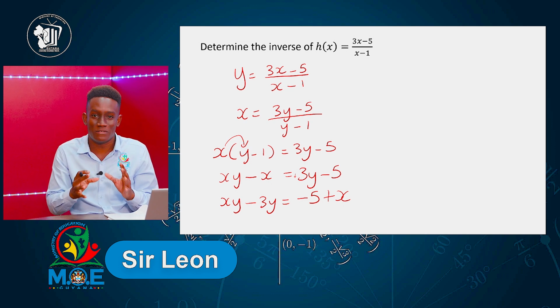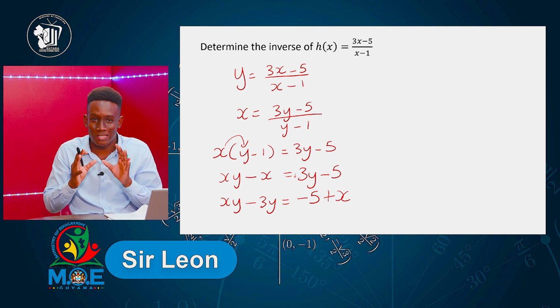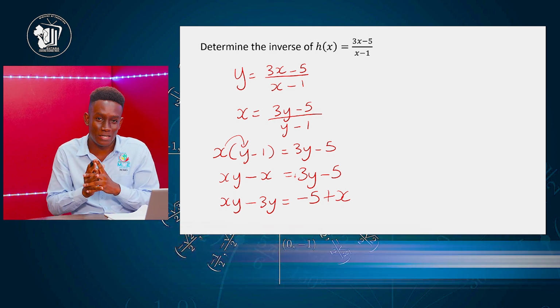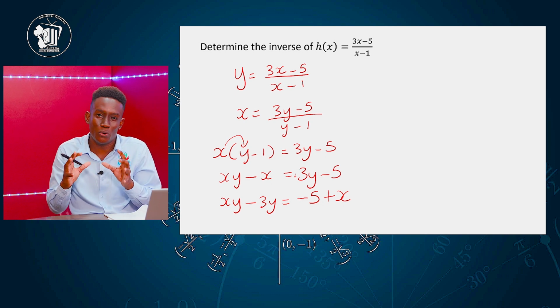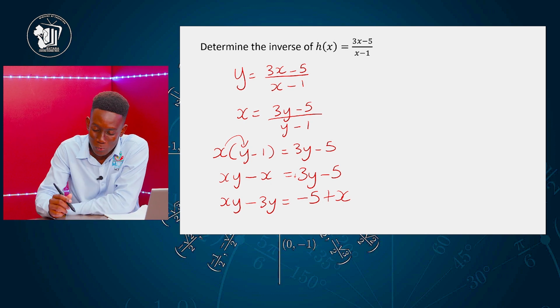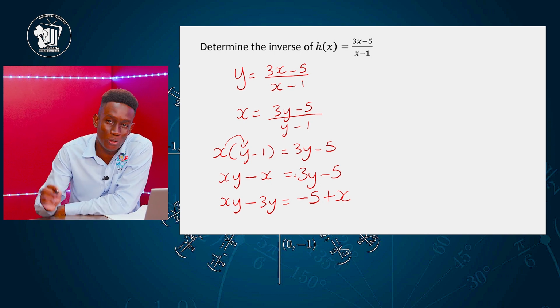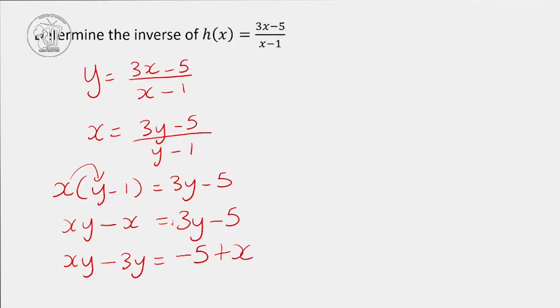Remember, the whole objective is to make y the subject. So we have two y's together. Of course, these are not like terms, so we cannot add them together and then take over. They are two unlike terms. So how can we turn these two terms with y into one y? We can use something that we learned previously. We can factorize this side of the equation.